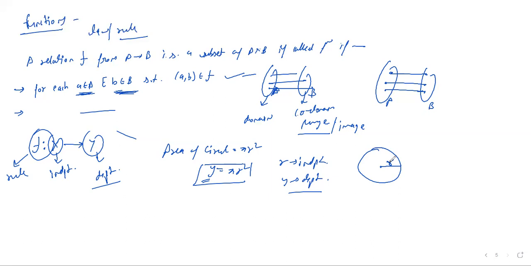For each value of r, we can get an area, that is y, such that (x, y) belongs to the function f. So the area of a circle is also a function, and the area of a triangle is also a function. A function is also called a mapping. So let's see the types of mapping.